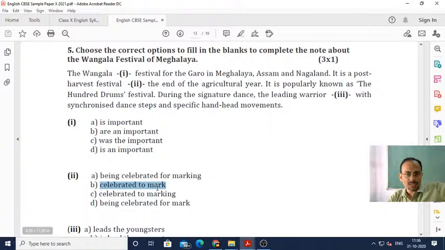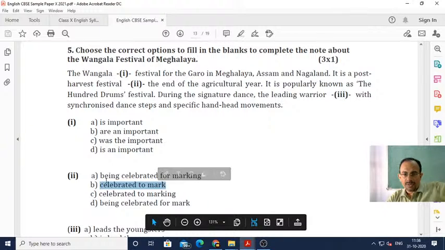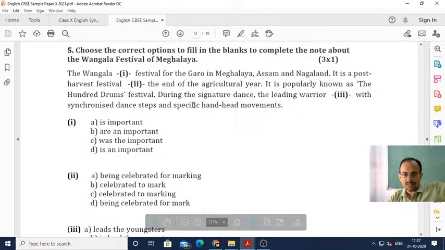Celebrated to mark the end of the agricultural year. Next, it is popularly known as the 100 Drums Festival. During the signature dance, the leading warrior dash with synchronized dance steps.